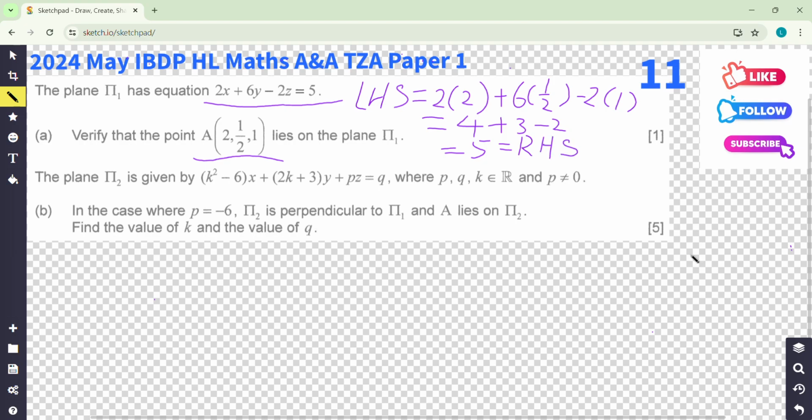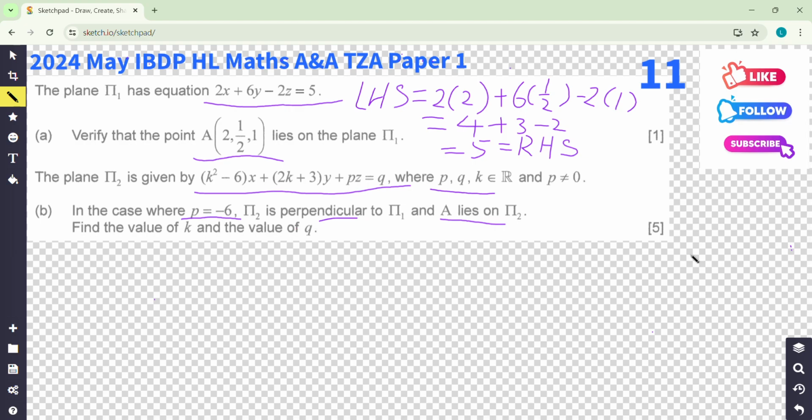Okay, next one, another plane, pi 2. It has a more complicated equation, a very long equation with unknowns p, q, k. In the case where p equals minus 6, pi 2 is perpendicular to pi 1, and also A is on pi 2, so we have two conditions. Find the value of k and the value of q. Two conditions, two equations to solve.